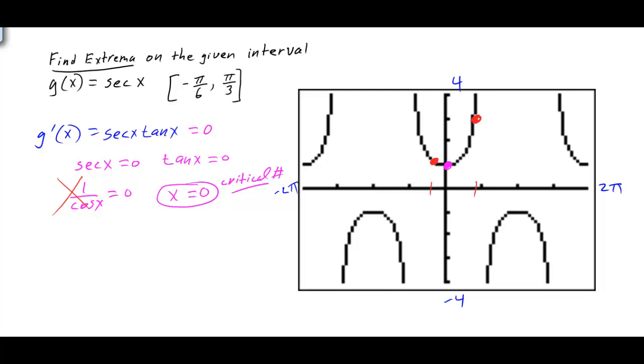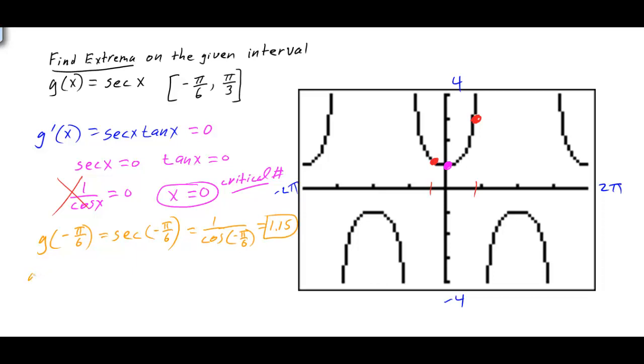And what's our next step? We need to take our endpoints and plug them into the original function. So negative pi over 6. If we plug in negative pi over 6, we get the secant of negative pi over 6. You could use your unit circle, or if you want to use your calculator, just remember that you would have to type 1 divided by the cosine of negative pi over 6. And if you do that, you will end up with 1.15.